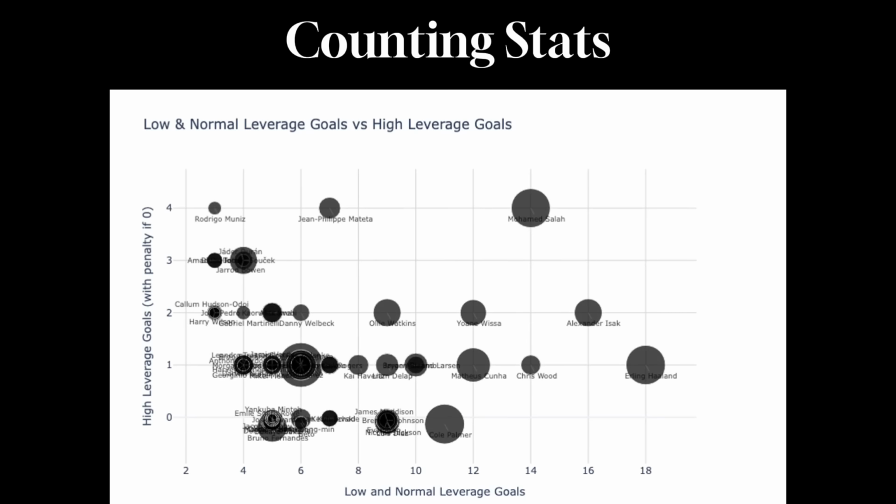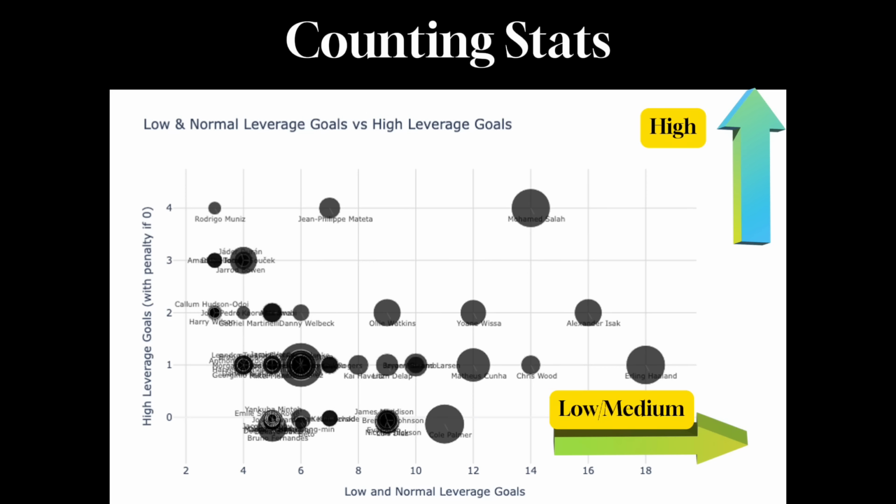Next, we go back to just counting. On one axis, we can see players' goals in low and medium leverage, and then their goals in high leverage. High leverage goals are not that common. Many of the best players in the division only scored 1 or 2.